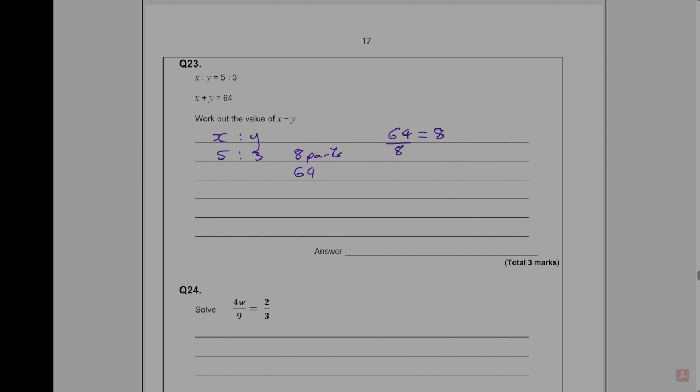meaning that my totals are going to be, actually, technically I don't need to do the totals, I'll do it though. 5 times 8 would give me 40, and 3 times 8 would give me 24, which does equal 64. And we want to do x minus y, so 40 minus 24. So 40 minus 24 is going to be 16.